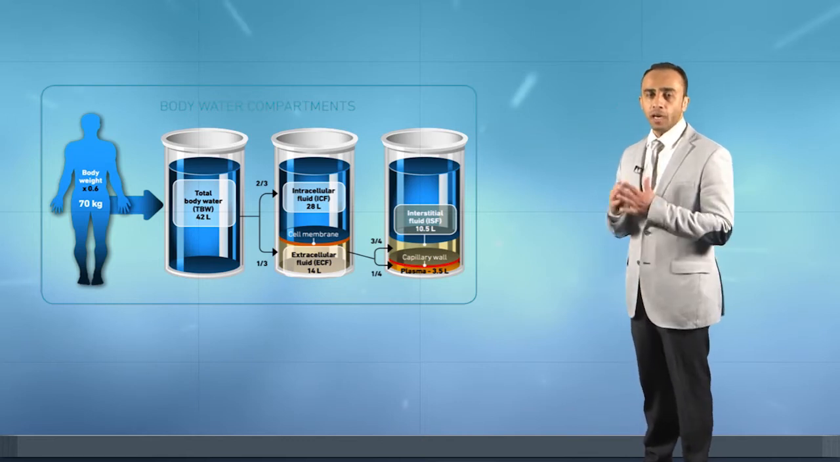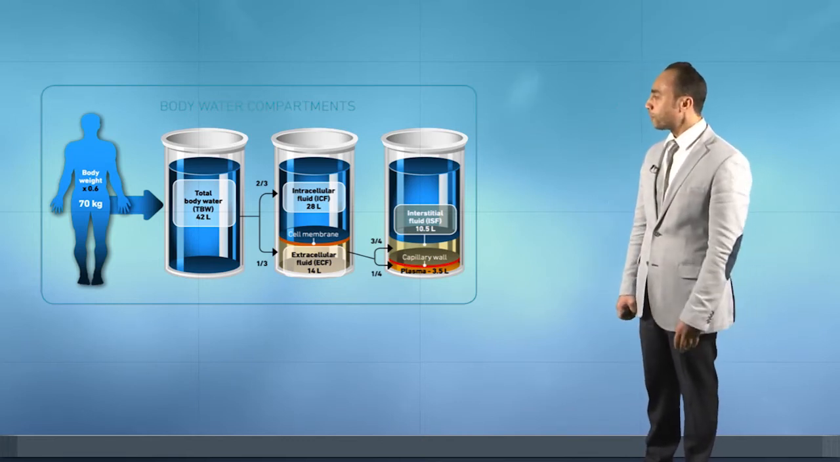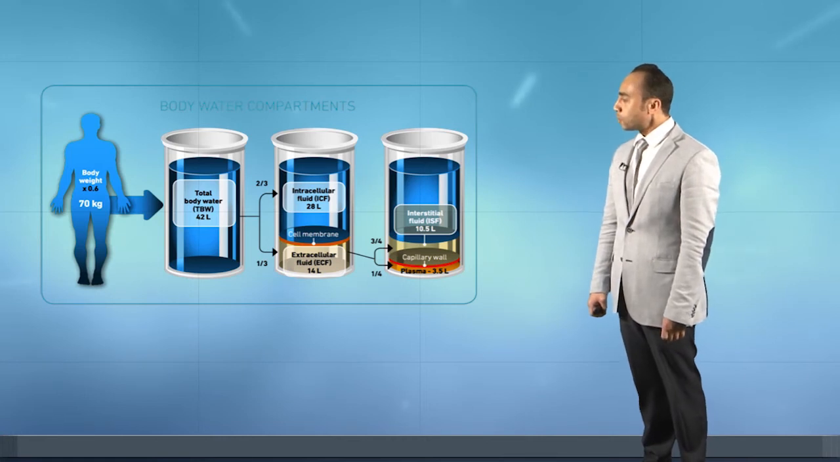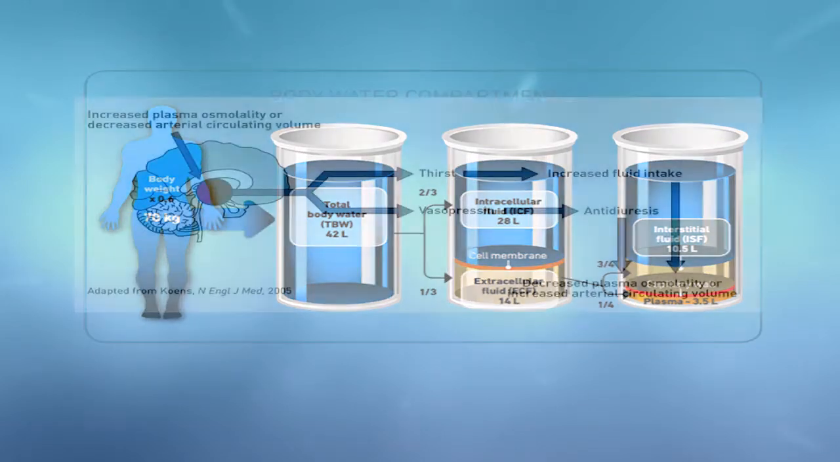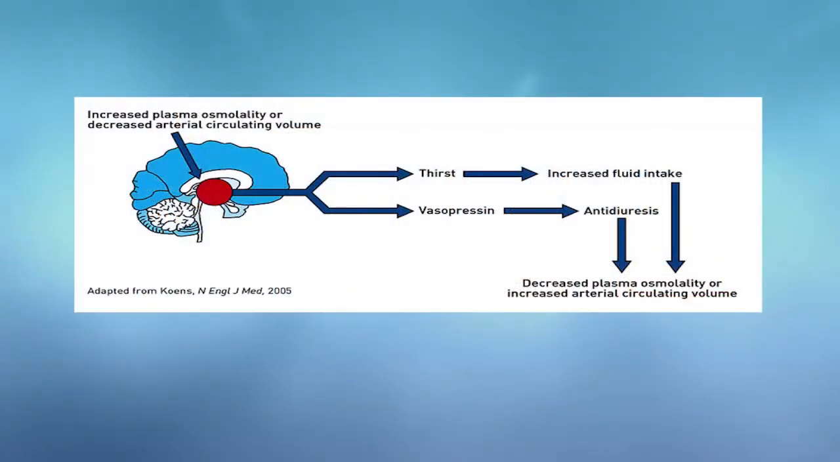And if you subdivide the extracellular compartment, you will find that around 3 out of 4 is present in the interstitial fluid. That contributes around 10.5 liters, and only 3.5 liters in the vascular space. Water can move freely from the intracellular to the extracellular compartment. But we have another control, and that's by the brain as well as by the kidney.